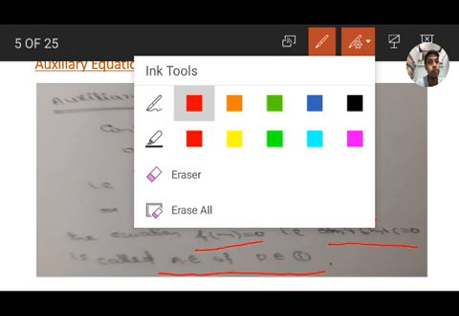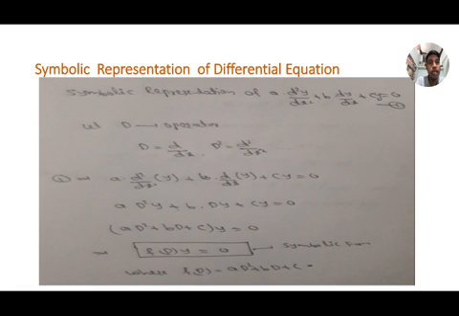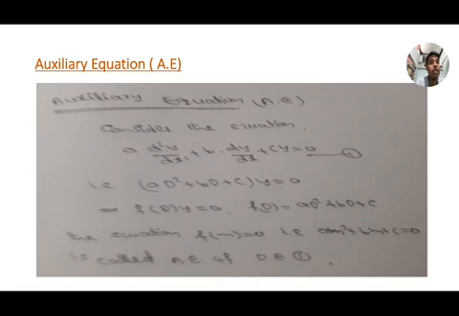Okay. In f(D), we have to replace D by m and equate to 0: am² + bm + c = 0. This is the symbolic representation and this is the auxiliary equation.